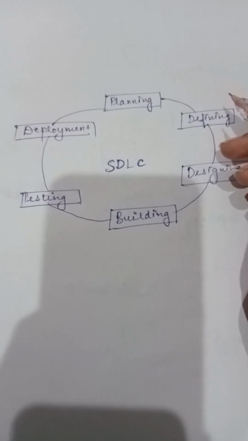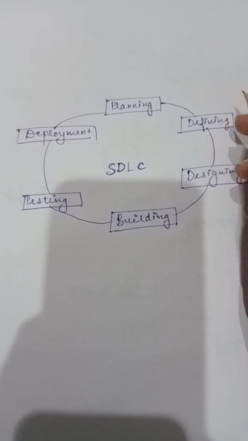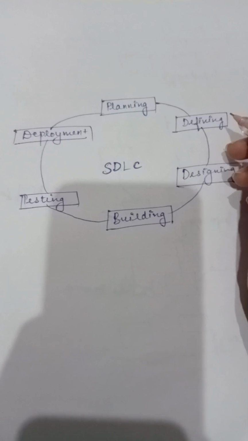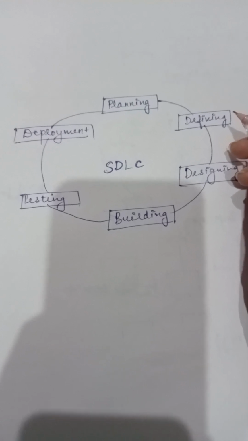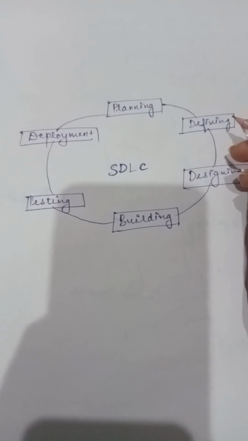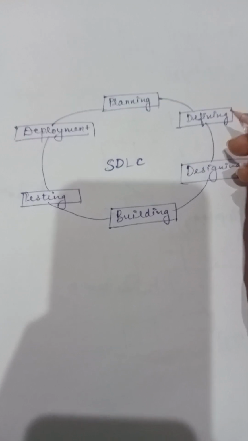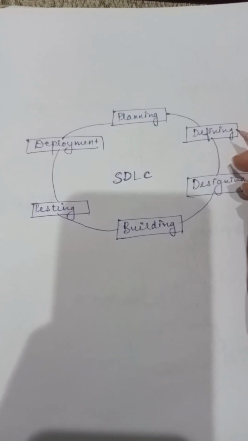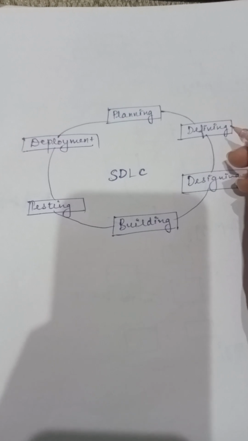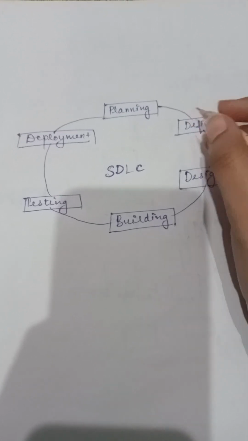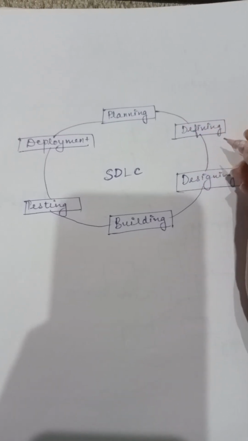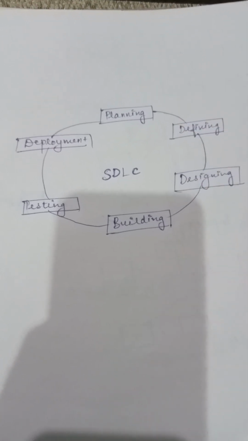So SDLC is a process followed for a software project within a software organization, and it consists of a detailed plan describing how to develop, maintain, replace and alter or enhance specific software. The life cycle defines a methodology for improving the quality of software and the overall development process. The following figure is a graphical representation of various stages of SDLC.